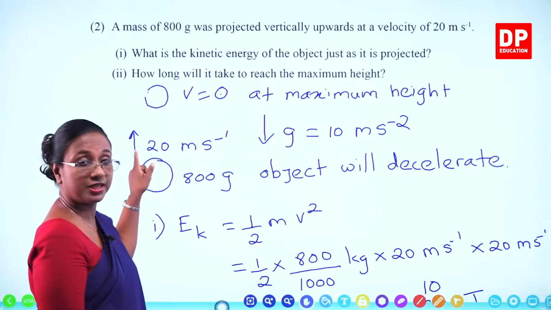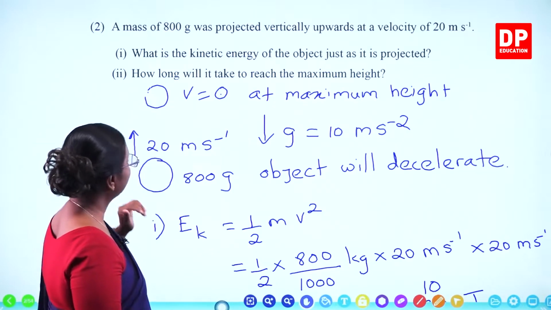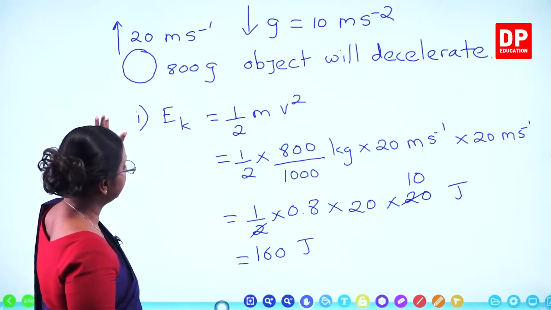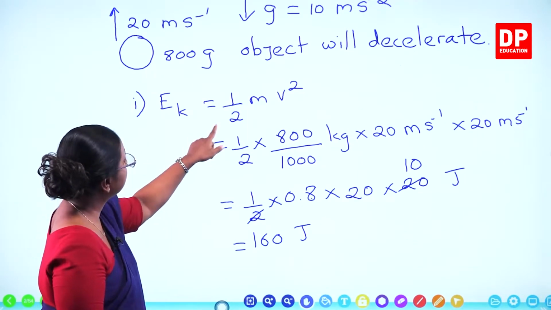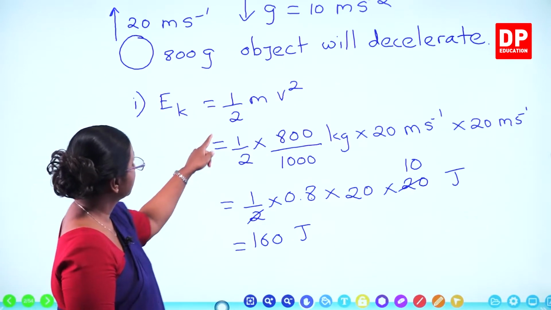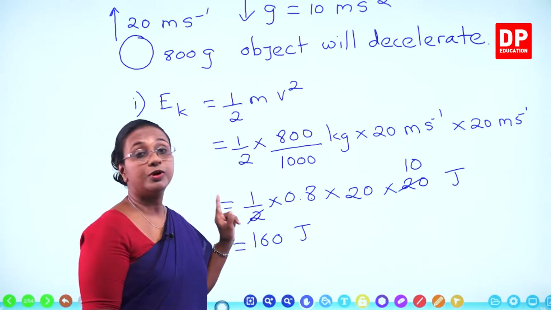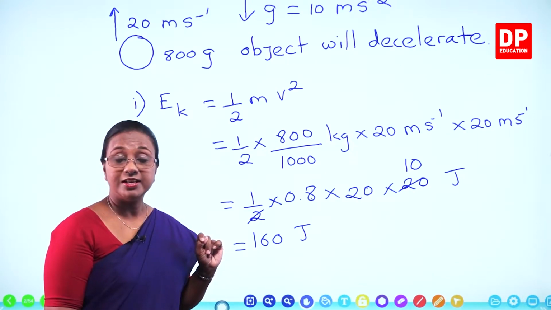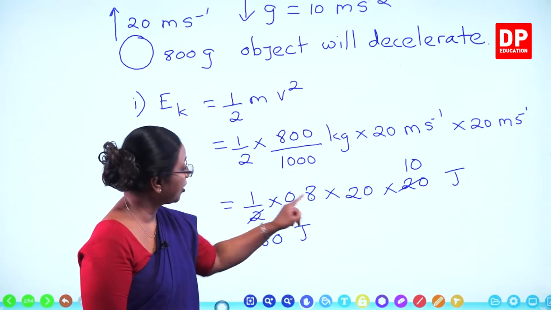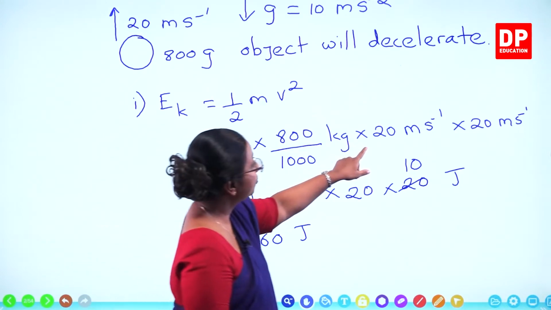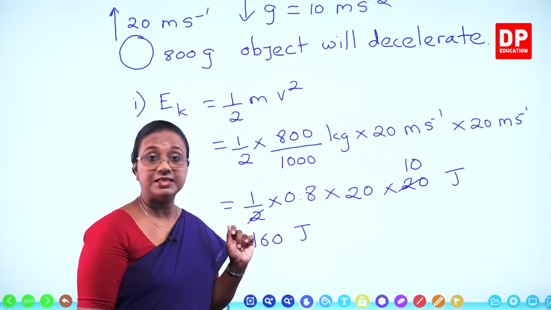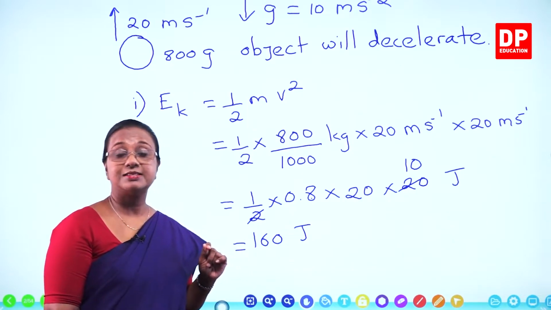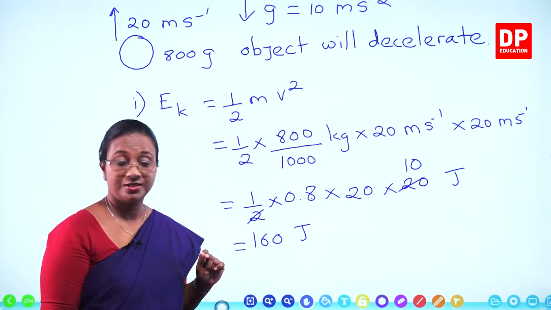The object is projected upwards. It goes up with a velocity. So if we are to calculate the kinetic energy, this is the equation we use. E kinetic equals half mv squared. So half into, we need to do a unit conversion. It should be 800 divided by 1000. So that is 0.8 kilograms into velocity because it's v squared. So when you simplify, you get the answer as 160 joules.